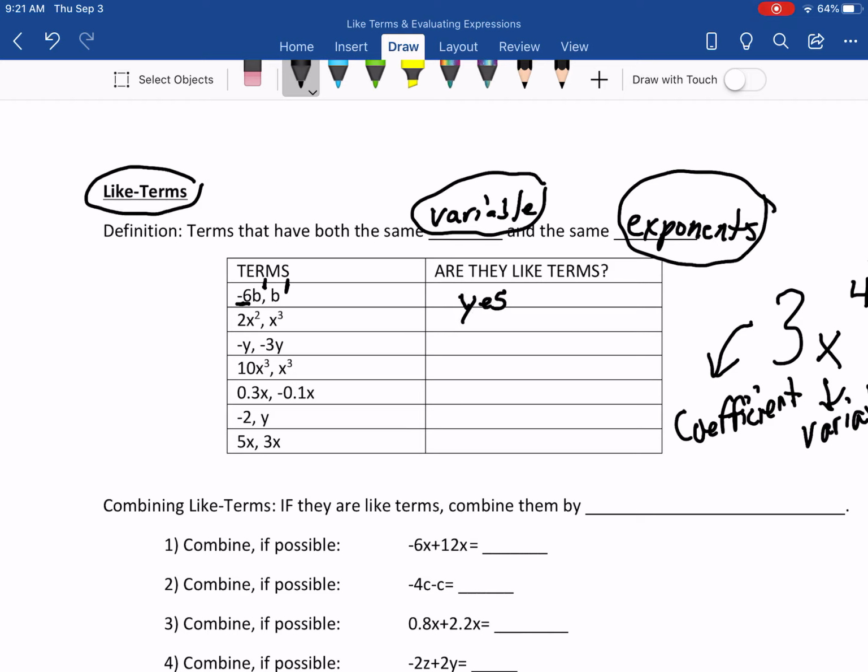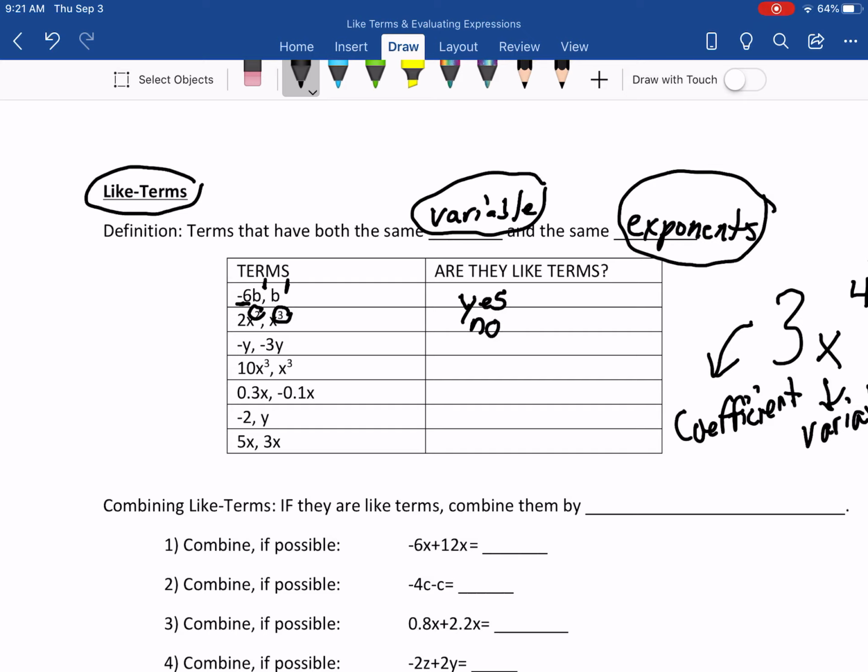Okay. The next one, 2x squared and x to the third. Are they the same variable? Yeah, they both have x's. Do they have the same exponents? No. This one has a 2, this one has a 3, so no, they're not like terms.